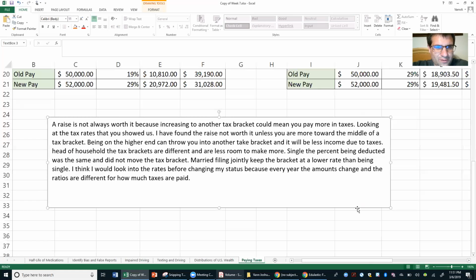I think I would look into the rates before changing my status, because every year the amounts change and the ratios are different for how much taxes are paid.